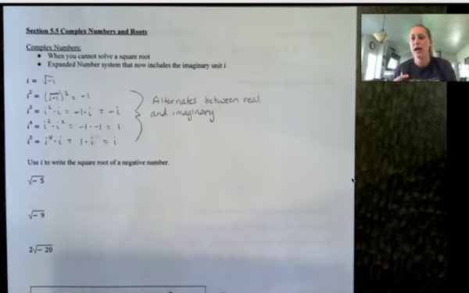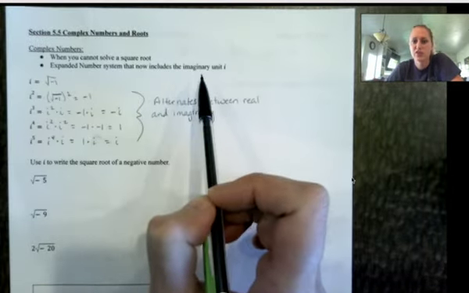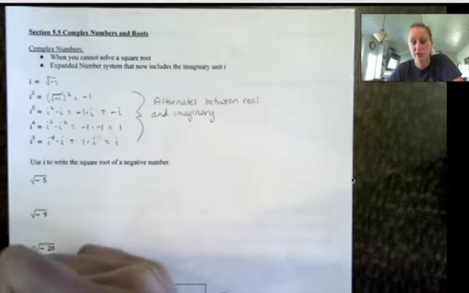So we've been working primarily with the real number system. The real number system is actually a part of something called the complex number system, which includes imaginary numbers, which is defined as using this imaginary unit i, and i is defined as the square root of -1.